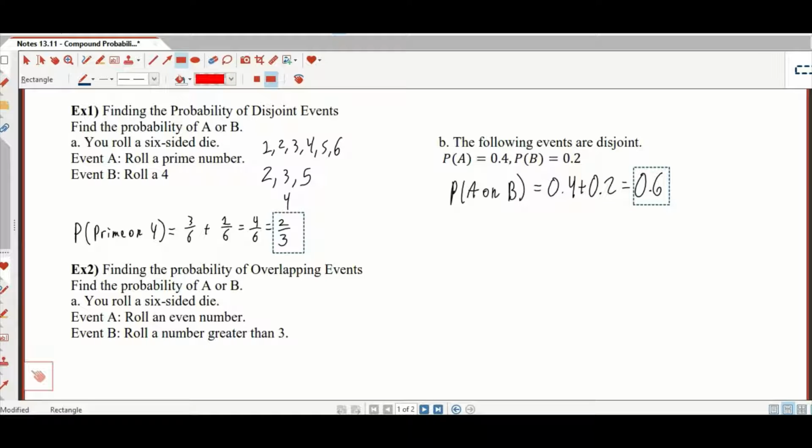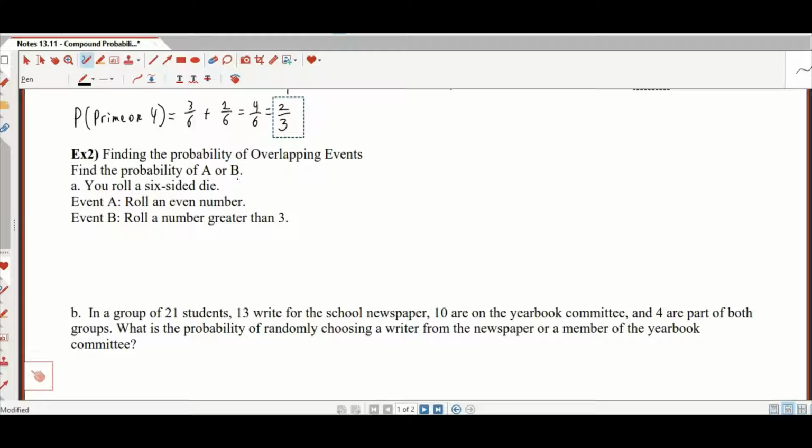Now, if they're overlapping, you have to take away the and. So let's look at this. You roll a six-sided die. So all the possible outcomes are 1, 2, 3, 4, 5, and 6. You roll an even number, you could get a 2, 4, or 6. And roll a number greater than 3, you could get 4, 5, or 6. Now notice there's some overlap. The 4 and the 6 are overlapping.